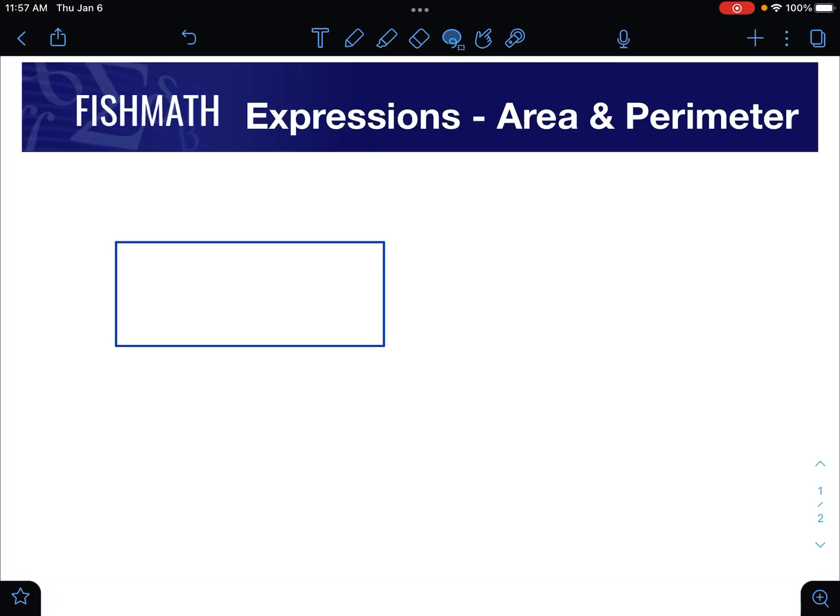So we're going to talk about how to find expressions for area and perimeter of a given shape, or a given rectangle in this case. So the first one here, I want to make up some side lengths to use. I'm going to use a side length of 7 on this side. And on the other side, I'm going to call this x plus, I don't know, how about 5?